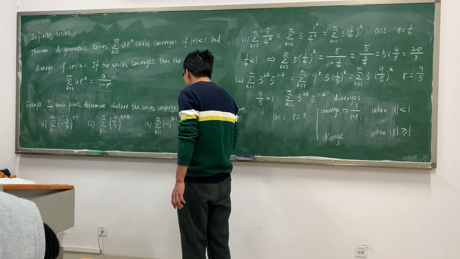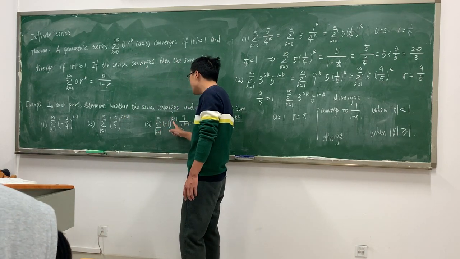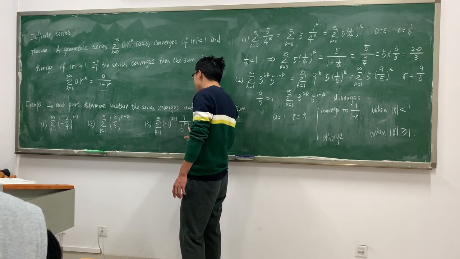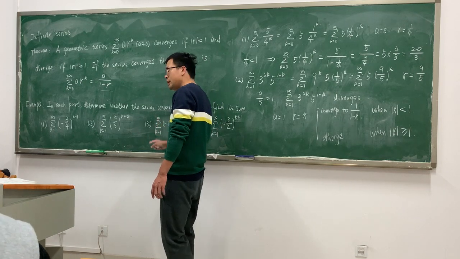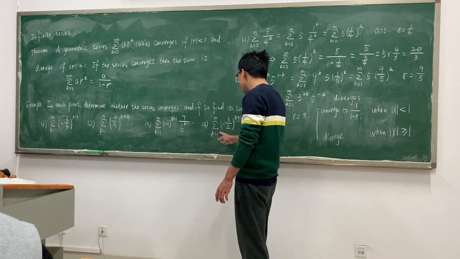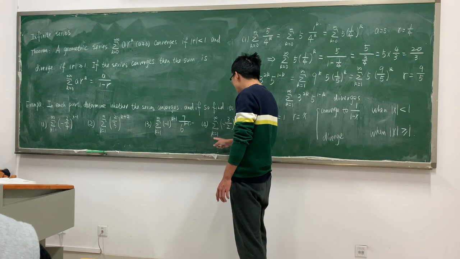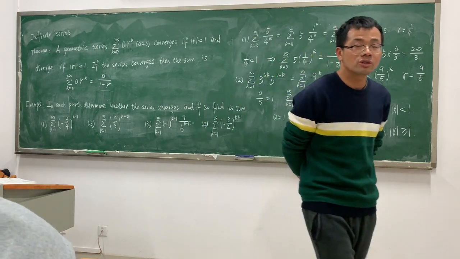The third is the summation of (-1)^(k-1) times 7/3^(k-1), k runs from 1 to infinity. The fourth is the summation of -3/2 minus (3/2)^(k+1), k runs from 1 to infinity. Okay? So for these four, do it.